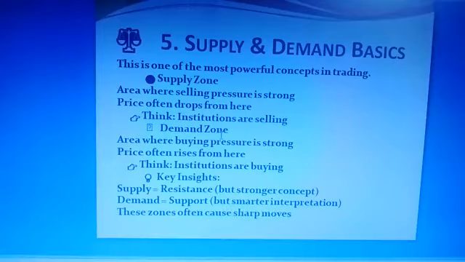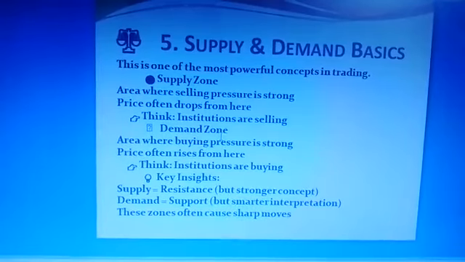A supply zone is the area where selling pressure is strong, and price often drops here. Think of it as institutions selling. A demand zone is the area where buying pressure is strong, and price often rises from here. Think of it as institutions buying, just like I said earlier in the first class, that big institutions decide the major moves in the market, and individual traders like us just react to these moves. Some of us benefit from it and some of us cry from it. That's the risk of trading.